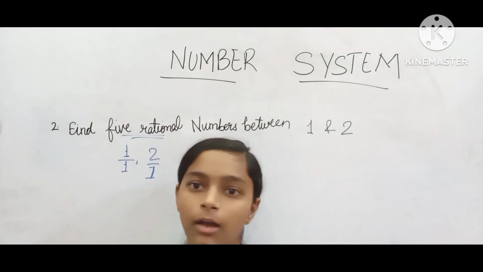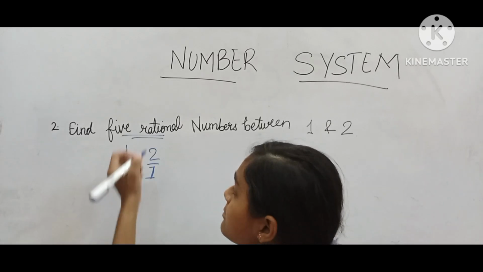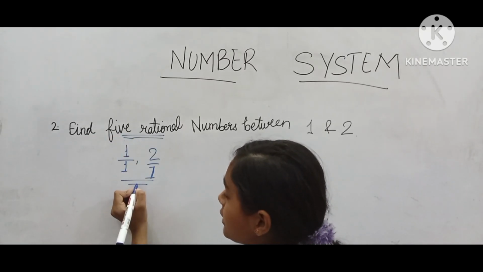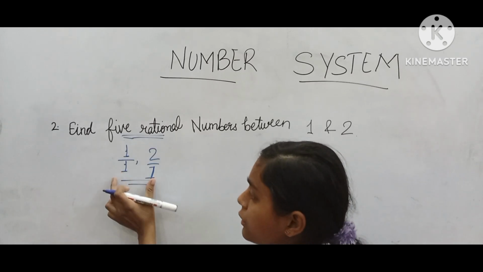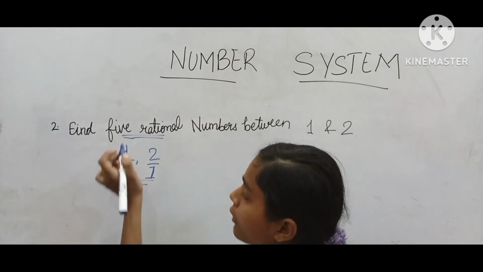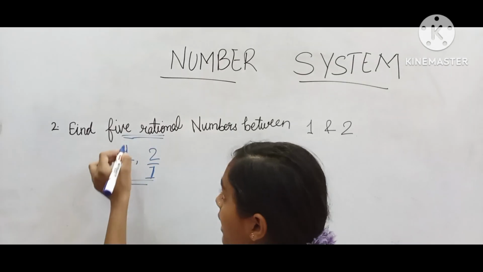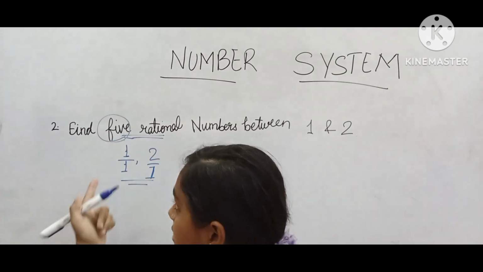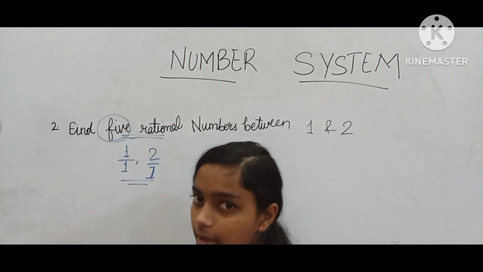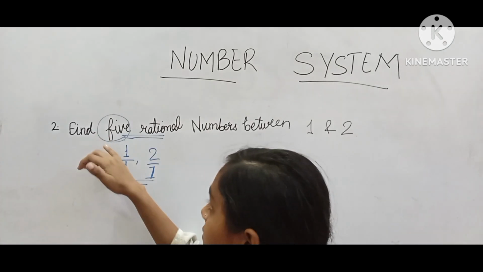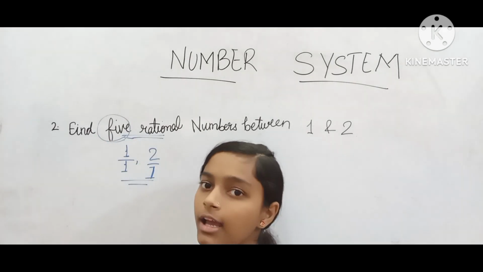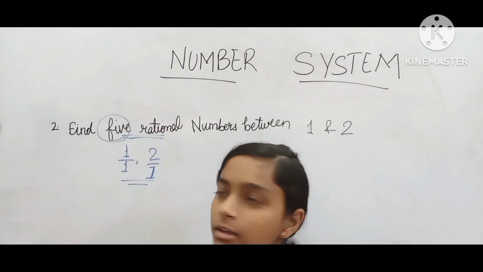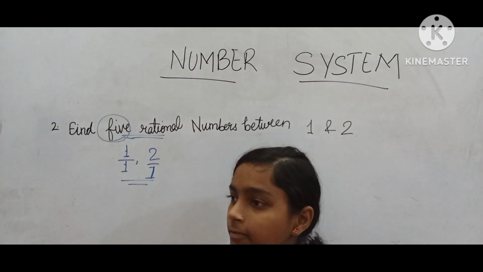So here's the trick. First we have to make the denominators the same. So the denominators here are the same, so all we need to do is multiply with a number. Just add one more to the number of rational numbers needed. Like if we want to find 5 rational numbers, we'll multiply it with 6. If we want to find 6 rational numbers, we'll multiply it with 7. And if we want to find 4 rational numbers, we'll multiply it with 5.